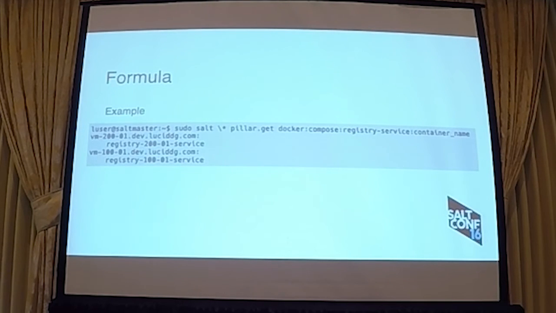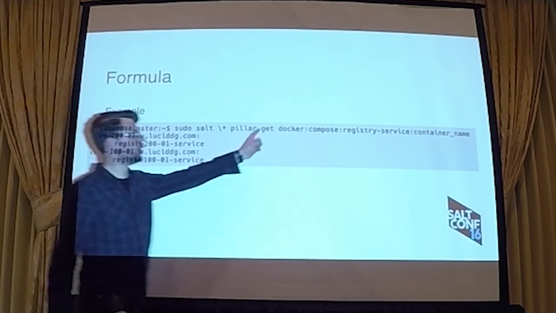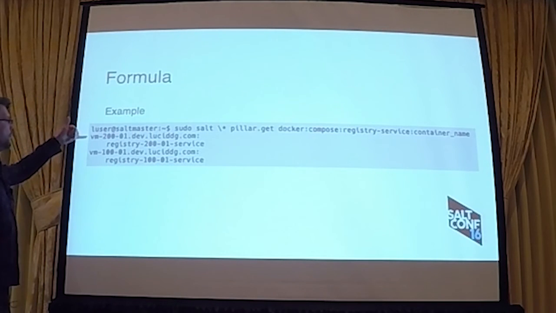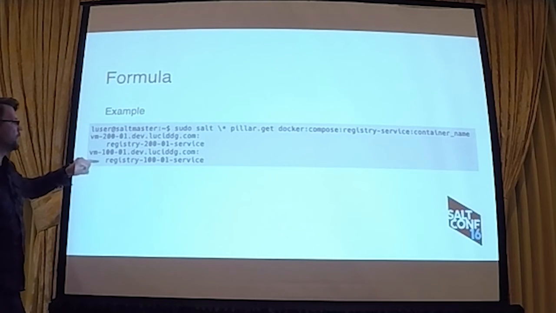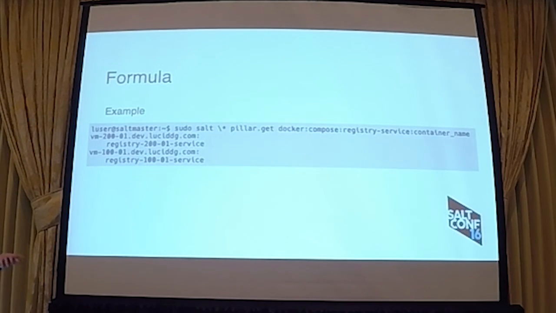And then some sample output, we just do a pillar.get, and then we traverse the namespace for the container name. You'll notice that on VM 200, the container name is registry 200. On VM 100, the registry name is registry 100. Cool. So you get why we would do that? Yeah? Okay.